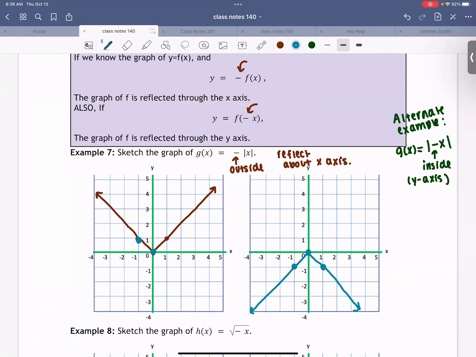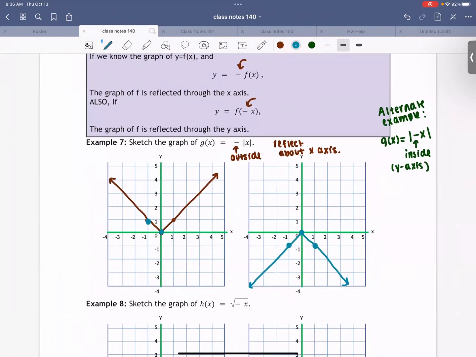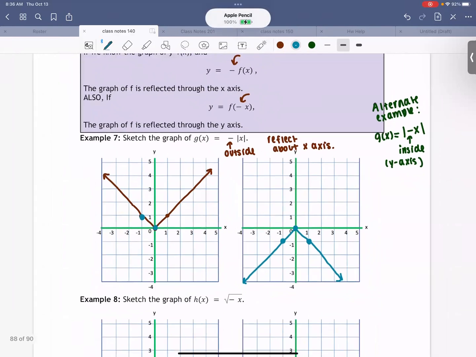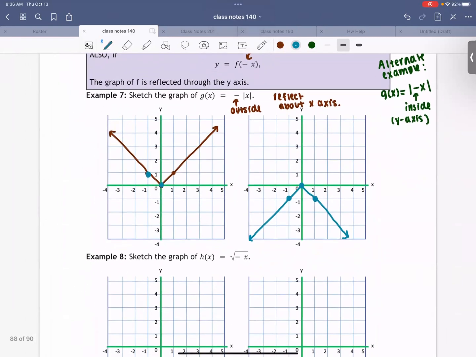Sounds good. Why don't you try example 8? It's a little different type of function than we've been working with today, but I believe that you can do this one pretty well.